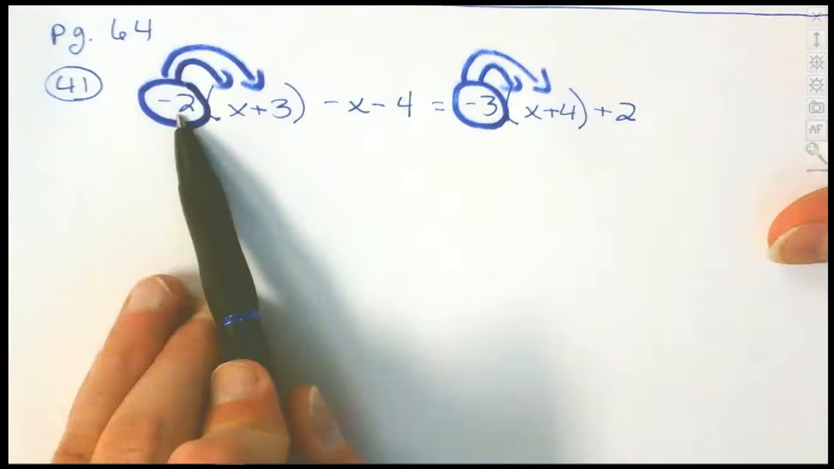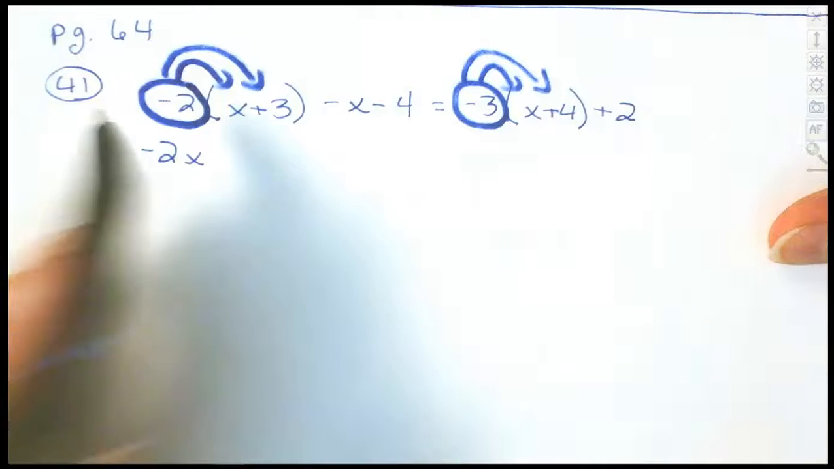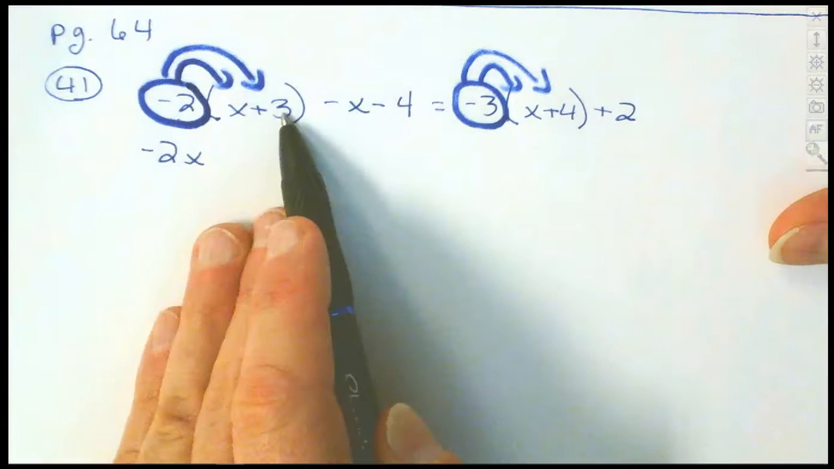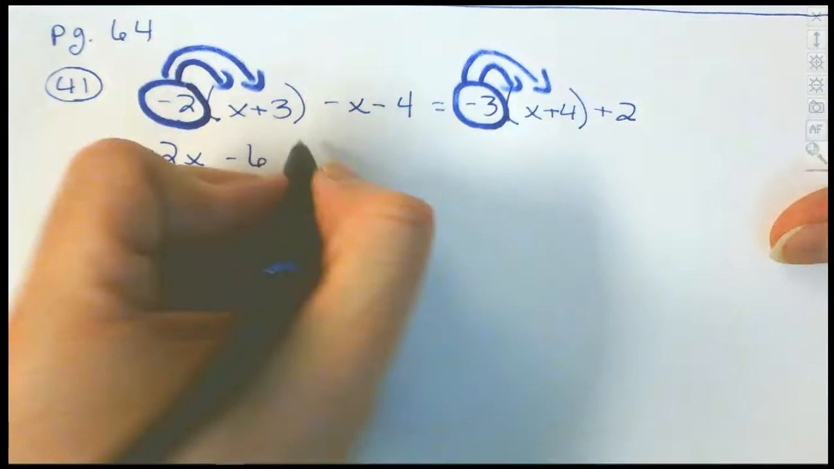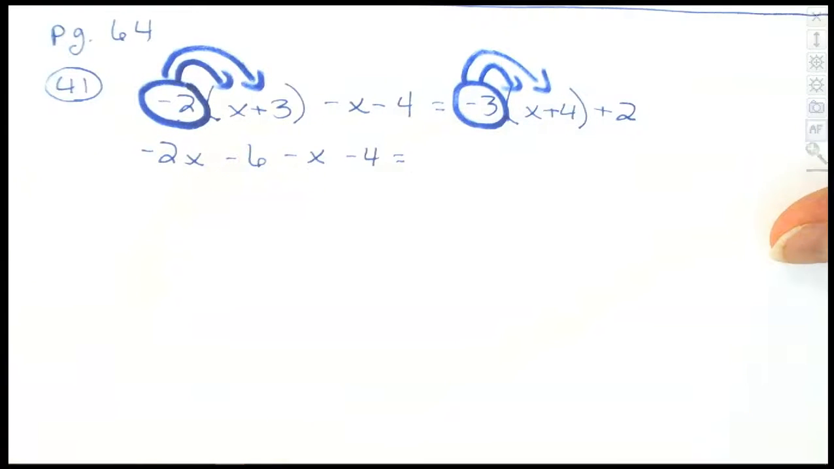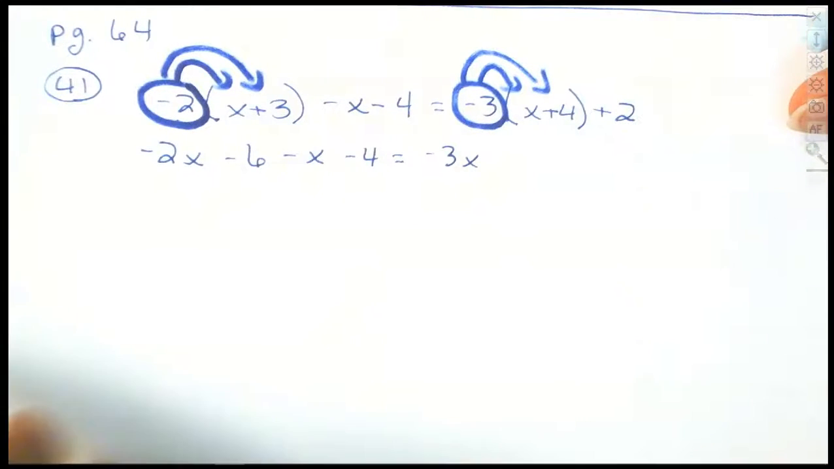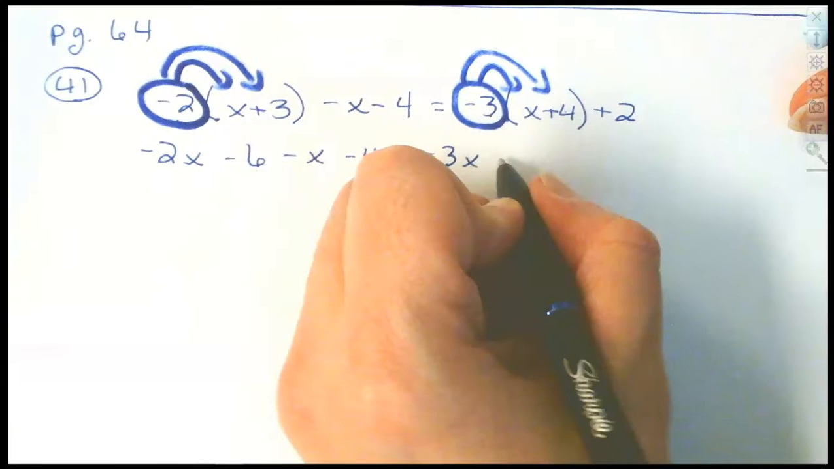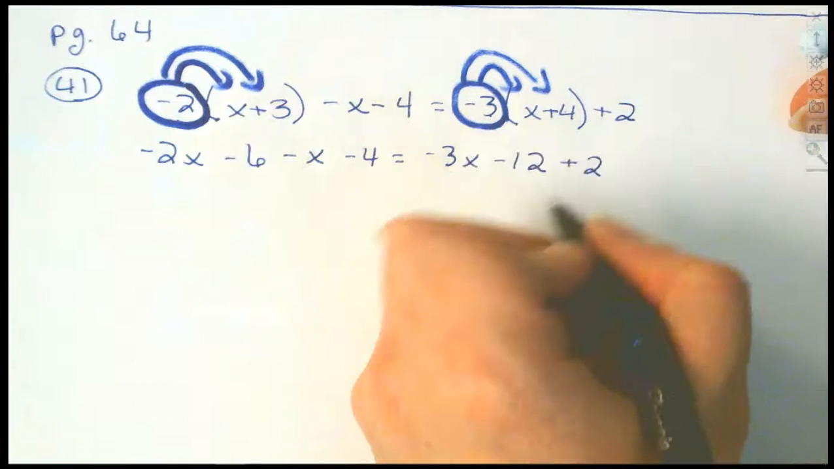So negative 2 times x, that's a minus 2x. Negative 2 times positive 3, that's a minus 6. And then we have a minus x, and we have a minus 4. What about the right-hand side? What do we have on the right-hand side? We have a minus 3x. Minus 3 times 4 makes it a minus 12. And then we have a 2.